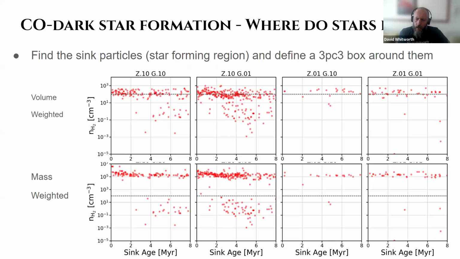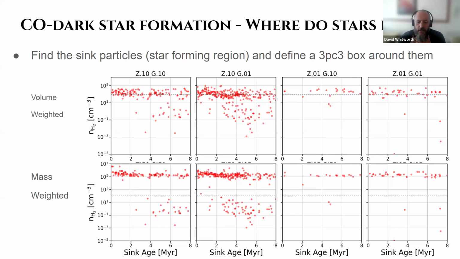But if we've got CO dark, does that mean we don't have molecular gas? Are stars then forming in atomic gas as predicted? So what I do to have a look at this is I find all of my sink particles. Here we have sink particles representing our stars. These are accreting sink particles, not just stochastic. And we draw a 3 parsec cubed box around each sink particle and look at the gas contained within it. We have volume weighted and mass weighted here.